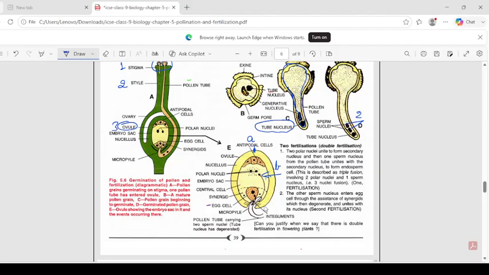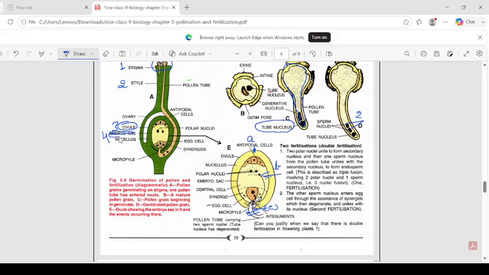But the most prominent way of entry of the pollen tube, as you can see over here, is through this pore-like structure called the micropyle, and entry of the pollen tube through the micropyle is called porogamy. So in this way, the pollen tube enters the ovule. After the ovule, it has to enter the final destination. What is that? That is the embryo sac.